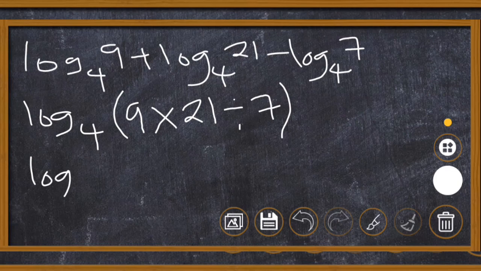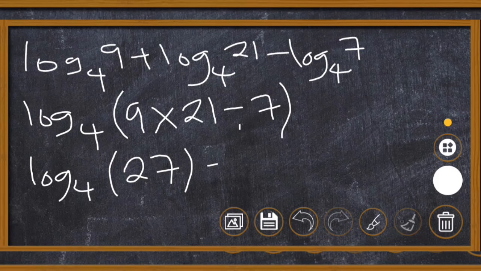So in this case then, we are going to have log base 4, and we are going to begin with multiplication, or rather division according to BODMAS rule. So we are going to divide 7 into 21, which of course is 3. Then 3 multiplied by 9, it's what? It's 27.